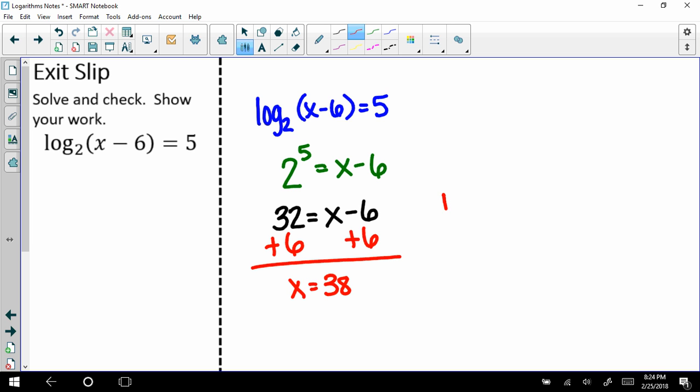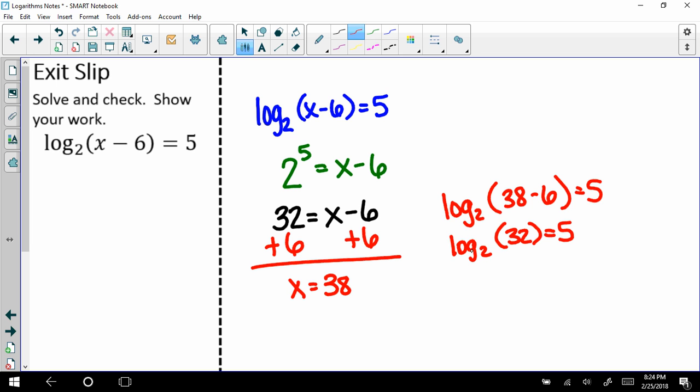So then check: log base 2 of 38 minus 6 equals 5. So log base 2 of 32 equals 5. If you type this in your calculator, you do get 5 equals 5. So it's the right answer, x equals 38.